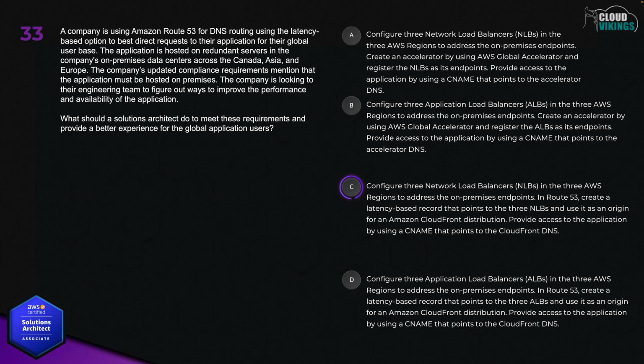The correct answer here is C. Configure 3 NLBs in the 3 AWS regions to address the on-premises endpoints. Then in Route 53, create a latency-based record that points to the 3 NLBs and use it as an origin for the Amazon CloudFront distribution. Provide access to the application by using the CNAME that points to the CloudFront DNS.